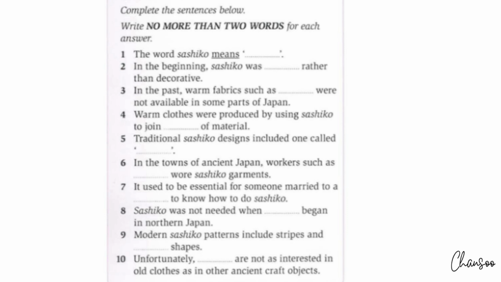Then, in 1895, traditional life changed, and sashiko was no longer necessary because rail travel reached northern Japan, and warm textiles could then be imported. However, since the 1970s, sashiko has been revived in Japan and has also been taken up by quilters and embroiderers in the USA and the UK.